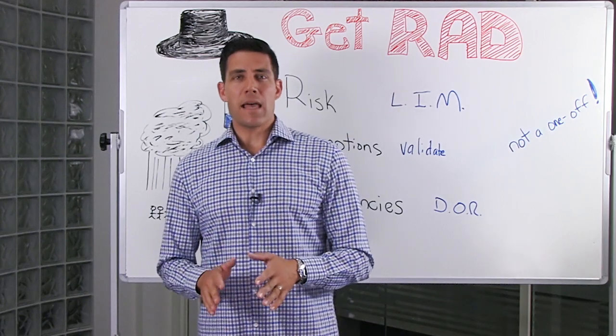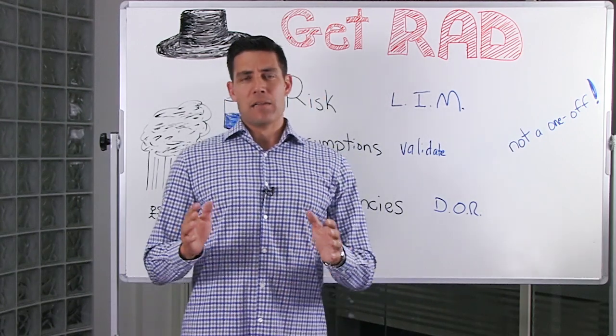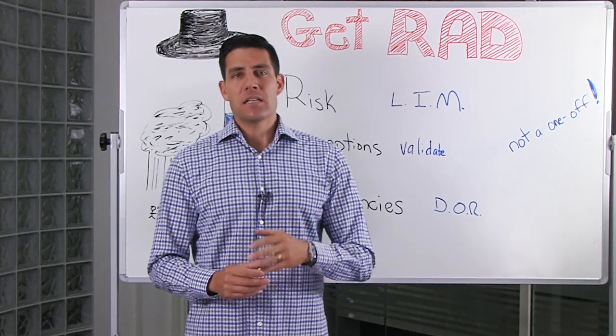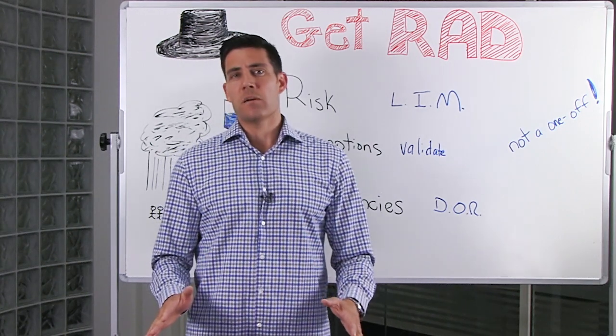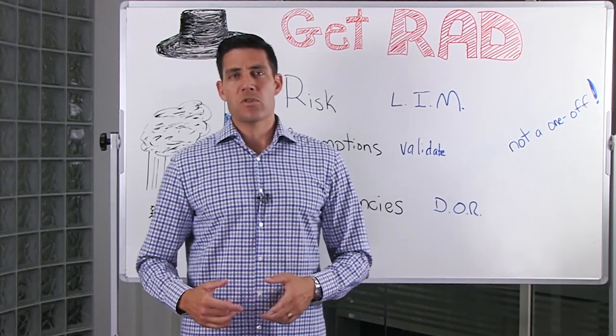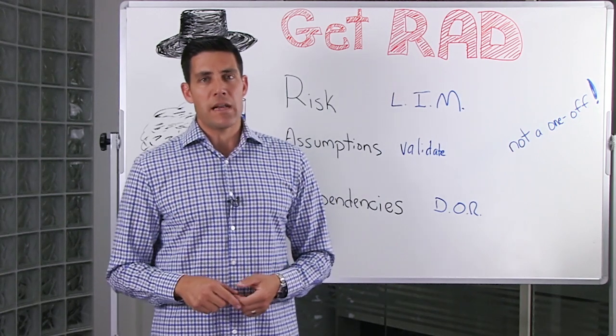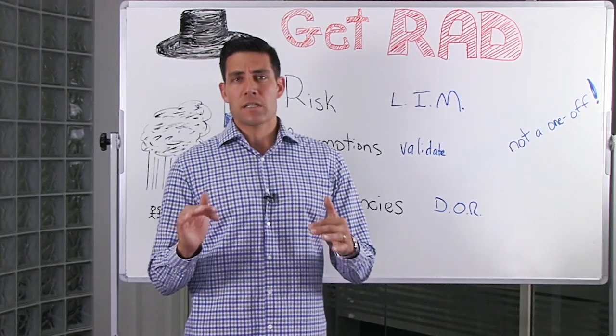When I say get RAD, what I'm talking about is teasing out all the risks, assumptions, and dependencies that your project has to make sure that you can track and manage those items so that your project doesn't get out of control. So those risk items, assumptions, or dependencies don't start bubbling up into becoming issues that you then need to manage.